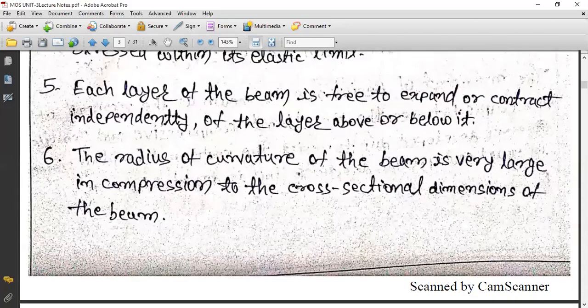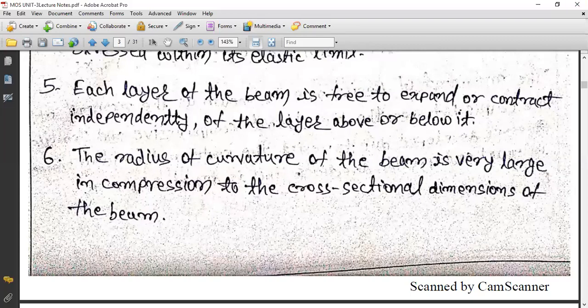So why are we studying this bending equation for beams? Because if you want to design a beam, the design of the beam basically depends on shear force and bending moment, which is already given in unit number 2, and another criterion is the bending strength of the beam. Therefore we are studying this bending equation.